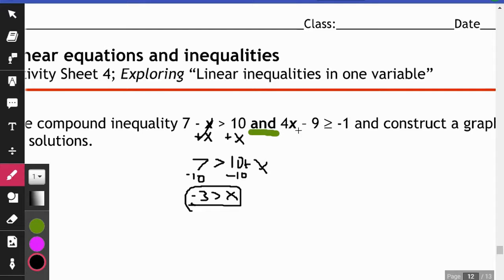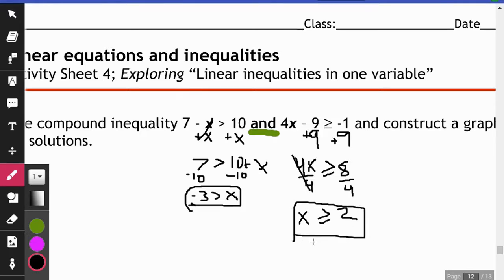Here we have it. How about this one right here? I need to get rid of the 9, so I'm going to add 9 to both sides. That leaves me with a 4x over here and an 8 over here. Oh, this is terrible. I'm not writing very well. Let me fix it a little bit. I get rid of the 4. X is greater than or equal to 2. So I've got those 2 numbers.